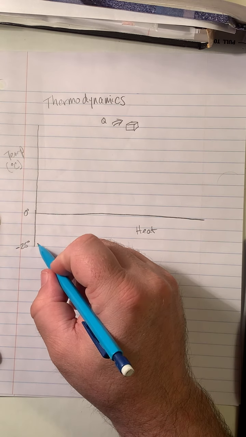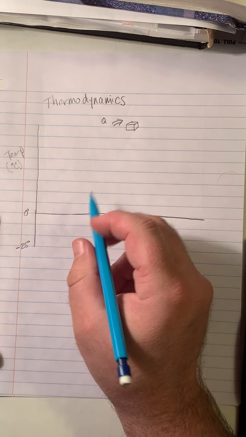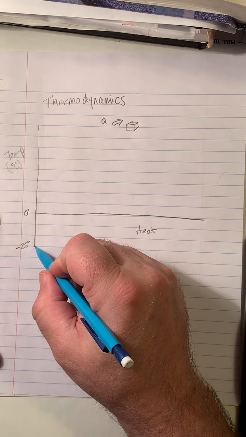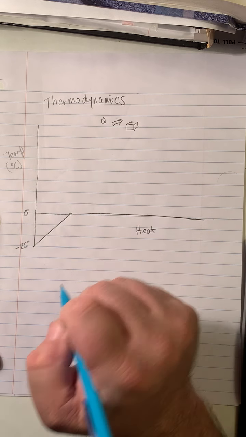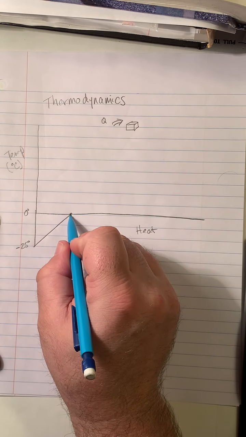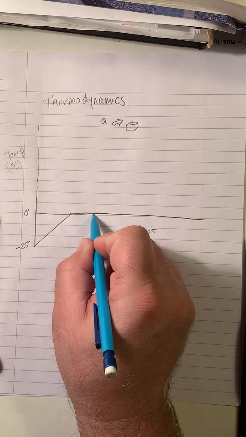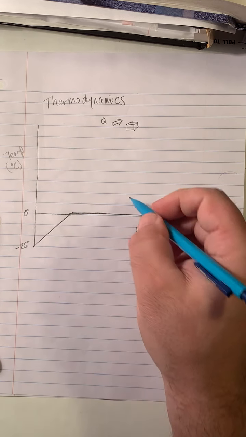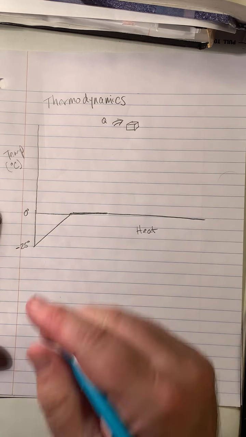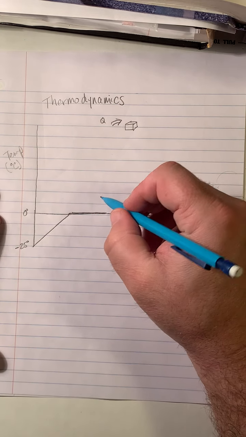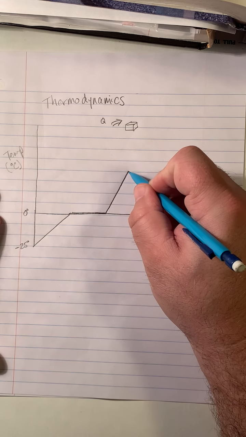And what happens is, if I add heat to this ice, the temperature is going to rise. And it rises until it reaches zero. Once it hits zero, this is the part that we're going to be talking about today. This part is the amount of energy needed to complete a phase change. So all in all, what this is going to look like is something like this.